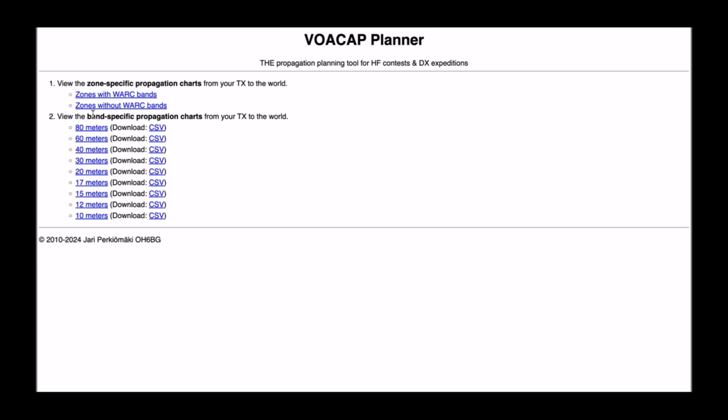You see that the output is organized by bands. We don't care about the work bands. We're going to look at the contest bands. But if you want to look at the rest of the bands, you certainly can. 160 is missing for a very good reason. This software was never written to make predictions for 160. 160 is a very difficult band with a lot of unusual propagation. So the software never attempted to make these predictions. So we'll click on the prediction for 80 meters.